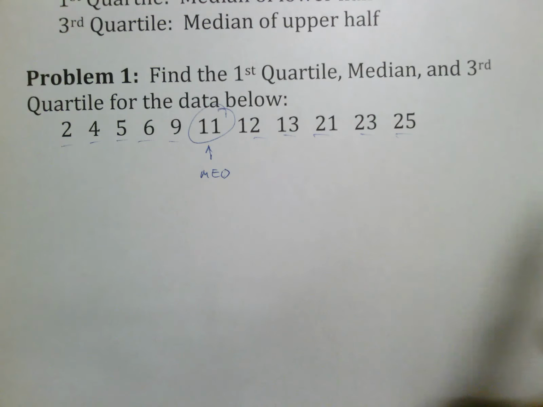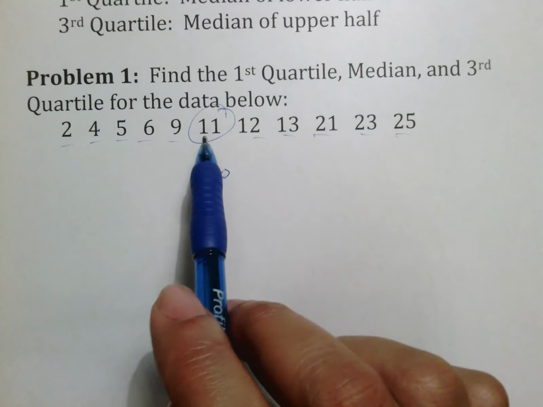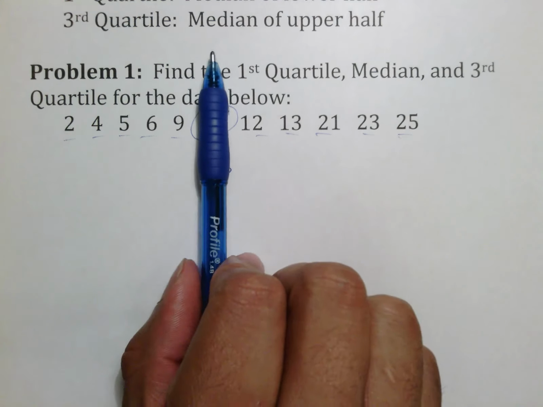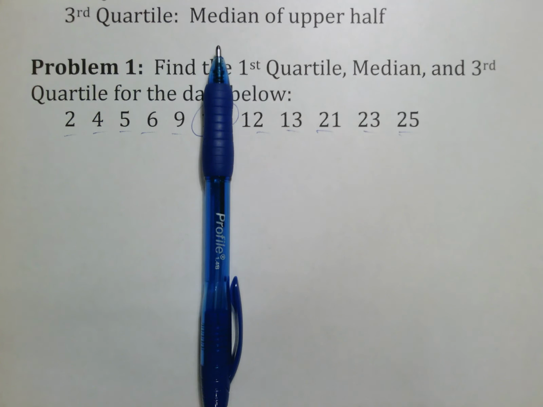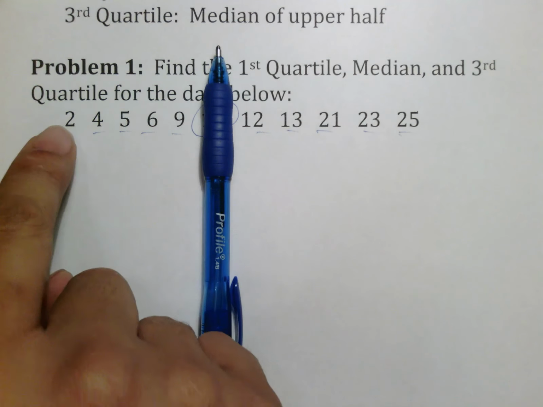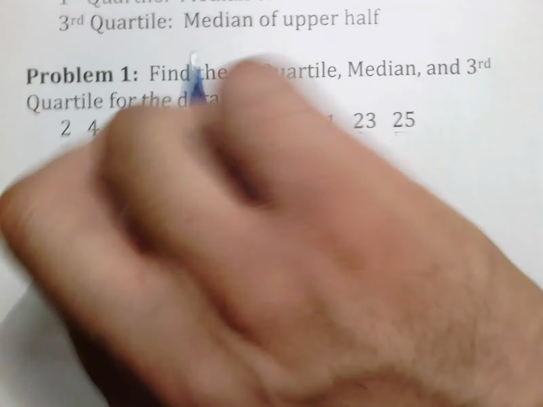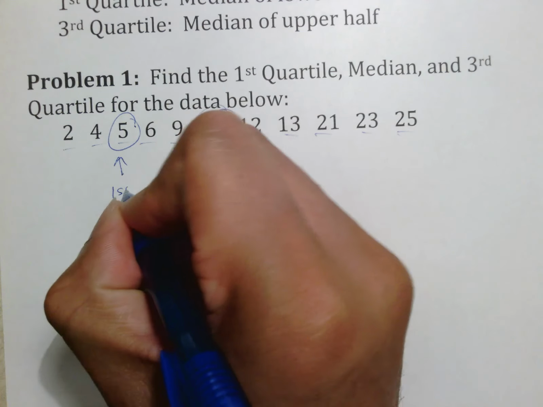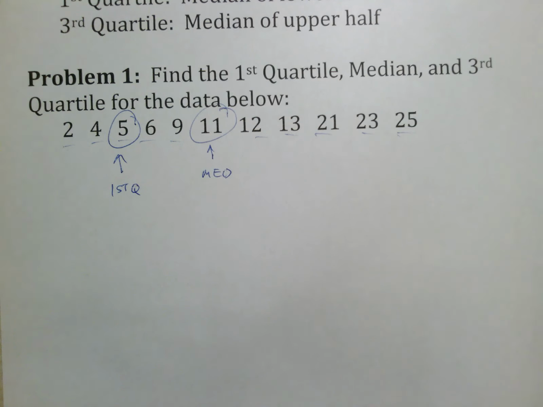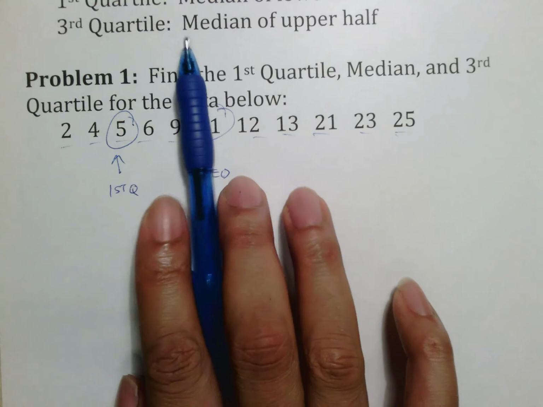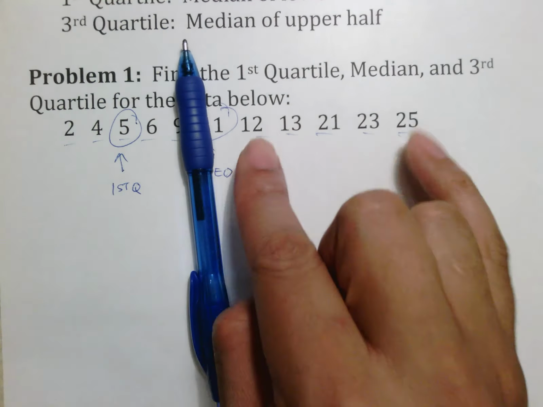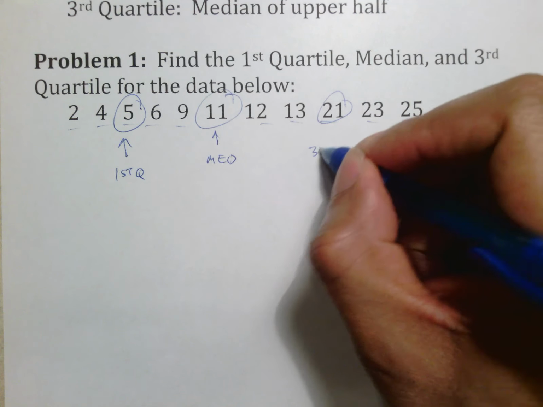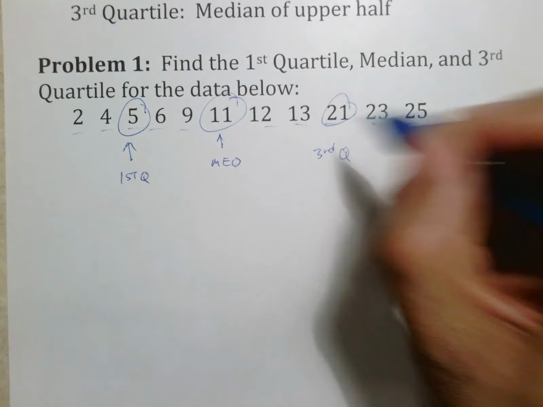But here's what has to happen. If my actual number is the median, that means that there's not 2, but 11 is actually my median. What I do is I take that number now out of the whole running, and I find the median of this. 2 goes to 9, 4 goes to 6, which means that my median of this half of information is what I call my first quartile. Again, take your median out. Now you do the median of the upper half. So 12 goes to 25, 13 goes to 23, which means that 21 would be my third quartile.